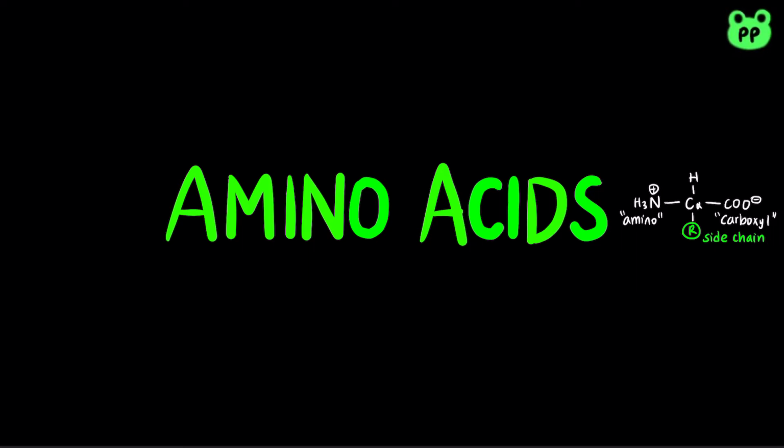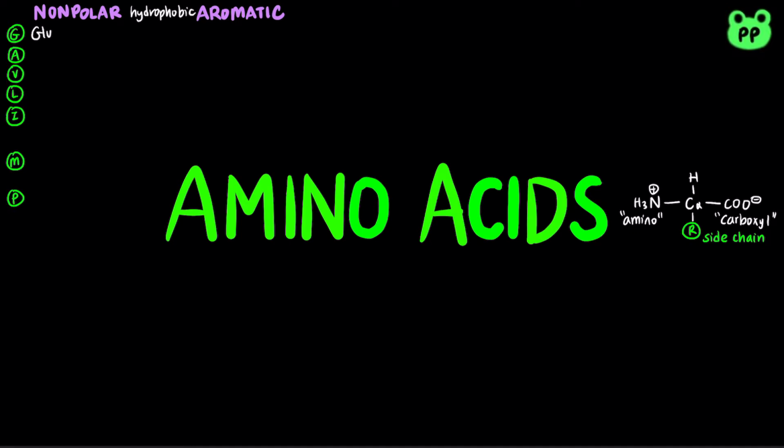The 20 common amino acids can be categorized into 5 groups based on their side chains. Both nonpolar amino acids and aromatic amino acids are hydrophobic. There are 7 nonpolar amino acids abbreviated as GAVLIMP. G stands for glycine, also abbreviated as GLY, which is the smallest amino acid with a single hydrogen atom as the R group. A stands for alanine, abbreviated as ALA, which has a methyl group as its side chain.